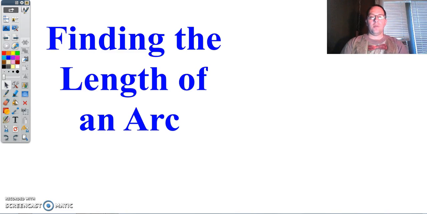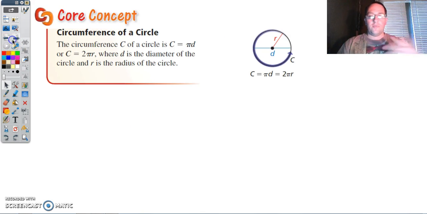Hello class, today we're going to look at finding the length of an arc. These are arcs of a circle. Before, when we saw arcs, we were looking at the measure of the arc, which is how many degrees it rotates. This time we're looking at how long it actually is. How many inches is it from here around the circle to there? Inches, feet, whatever it is.